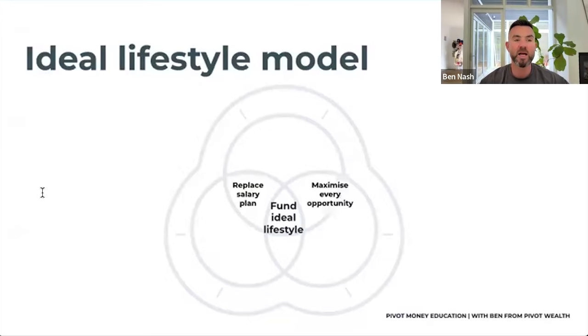The next one is about maximizing every opportunity. So maximizing every single part of your situation. Because there's so many different areas of your money, where you get the real compounding is where you've got every single area optimized and maximized, and you start making really rapid progress.